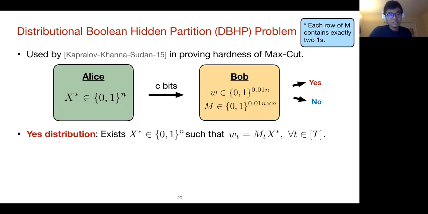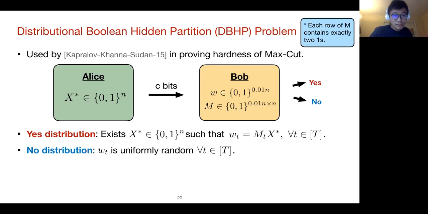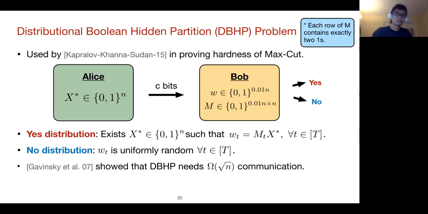In the yes case, we guarantee that there exists some X star such that W equals M X star. This T is for things in the future, sorry for the typo. And in the no distribution, this W is not correlated to M and X. It's just a uniform random string. A similar result by Golovnev et al. shows that this problem requires root n communication.